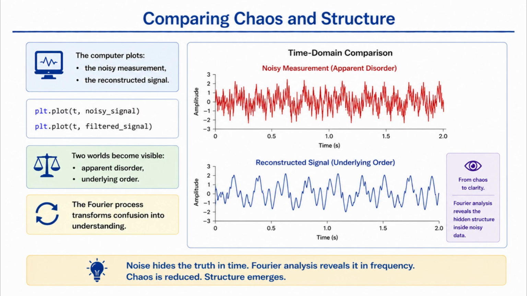The computer now compares the noisy measurement with the reconstructed signal. Two different worlds become visible: apparent disorder and underlying order. The cleaned waveform reveals the structure hidden beneath the noise. Fourier analysis transforms confusion into understanding.